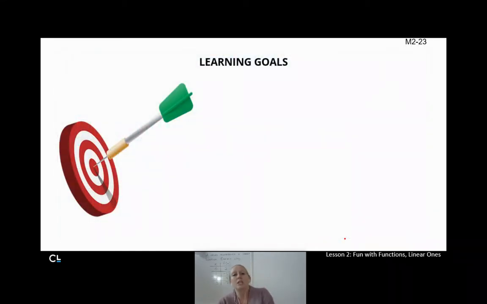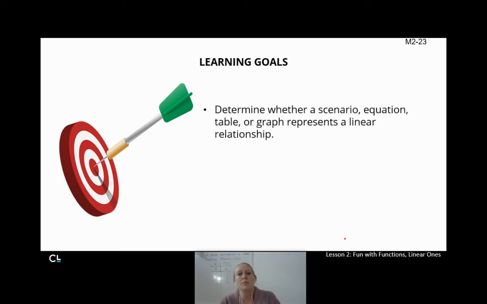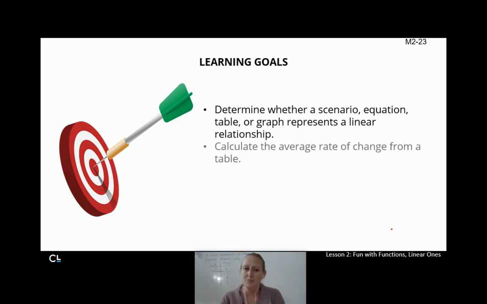Our learning goals over the next couple of days: we're going to determine whether a scenario, equation, table, or graph represents a linear function. Can we look at a scenario and say that's linear? Can we look at an equation and say that's linear? Can you look at a table and say that's linear? Can you look at a graph and say that's linear? That's going to be one of our big goals today.